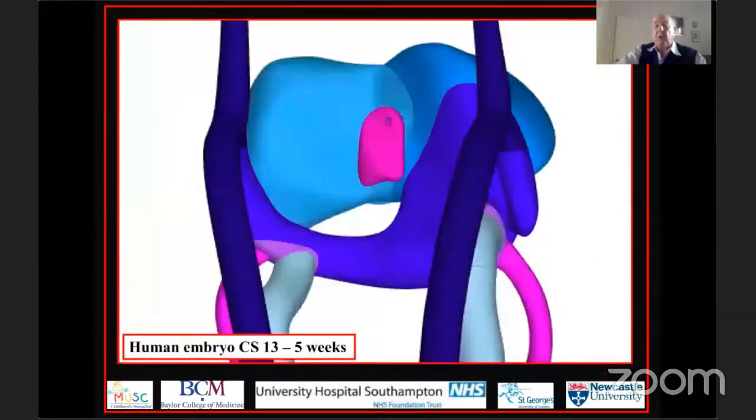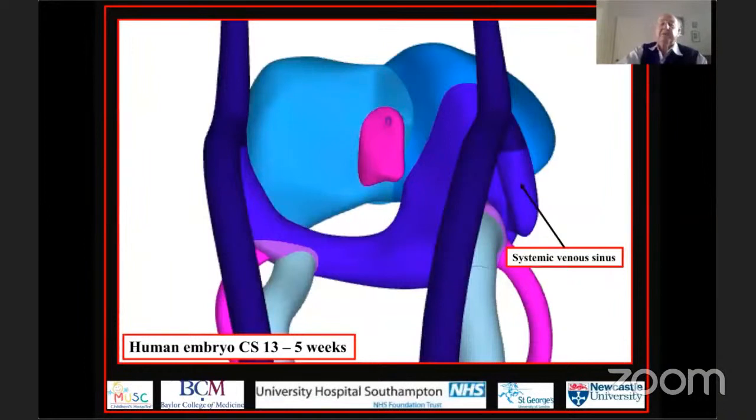Let's just go one stage forward. Here we are, Carnegie stage 13, still in the 5th week of development, but now very rapidly there has been this major change in the orientation and drainage of the systemic venous sinus.